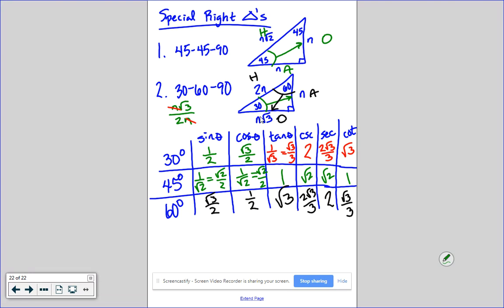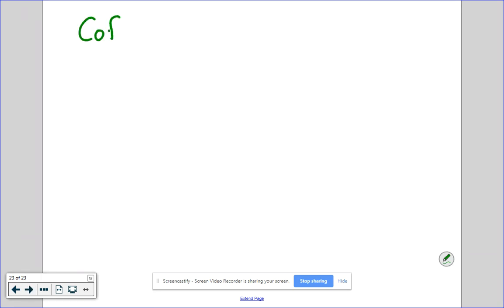what this shows. If we notice, sine of 30 is the same thing as cosine of 60. Right? Cosine of 30 is the same as sine of 60. We just flip-flop them. And the reason for that is the very last concept we're going to talk about, which is cofunctions.